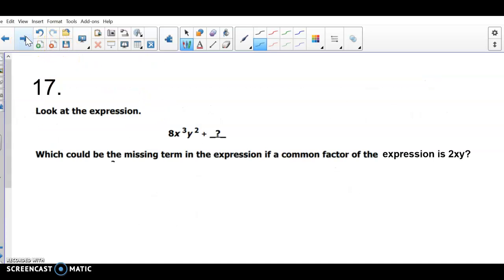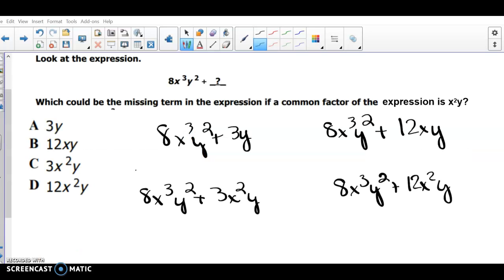On the next one, I'm looking to see what could be a missing term or a factor of the expression. All right, I'm going to go back and I wrote these out. So I changed my expression. So I want x squared y to be one of my factors.